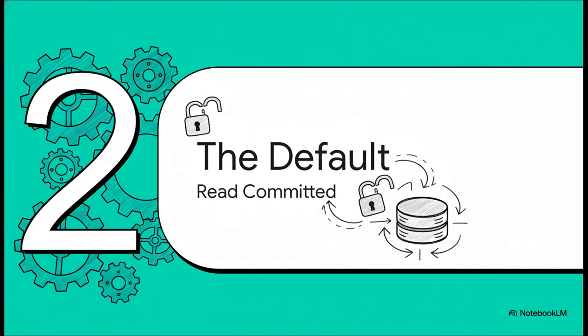Let's start with the absolute workhorse of Postgres, read committed. This is the one your app is almost certainly using right now, probably without you even thinking about it. So it's super important to understand exactly how it behaves.